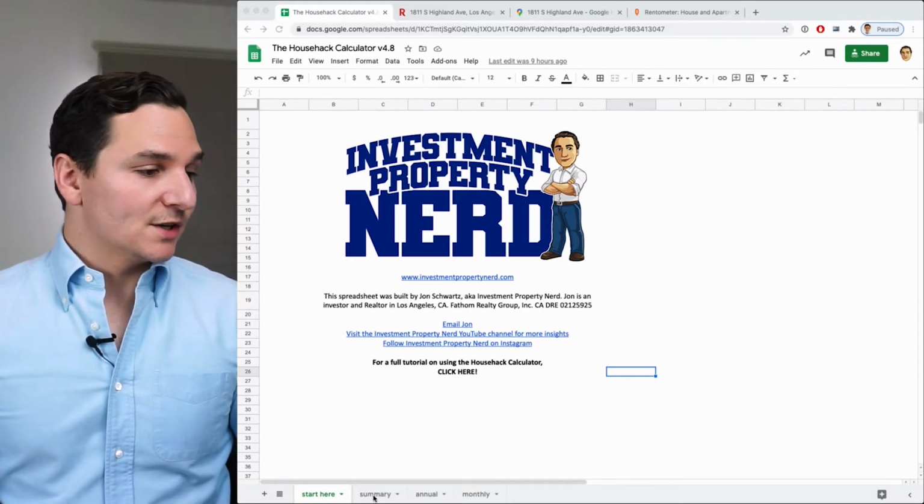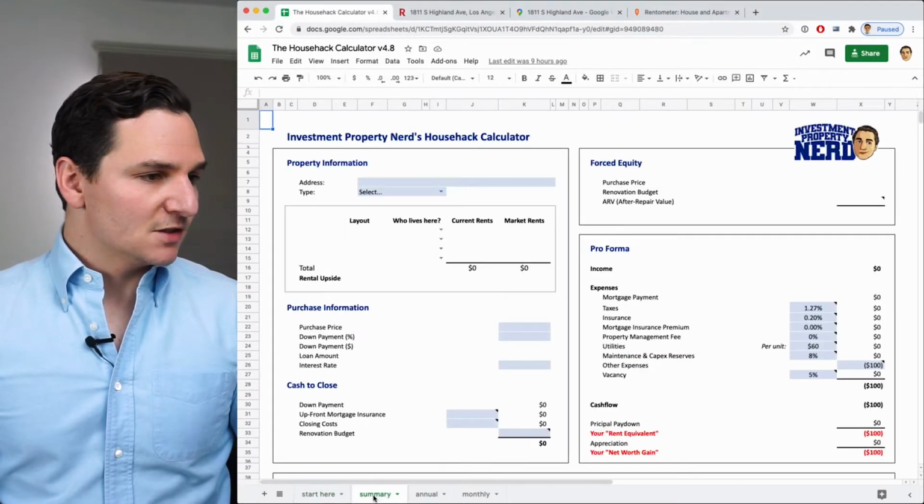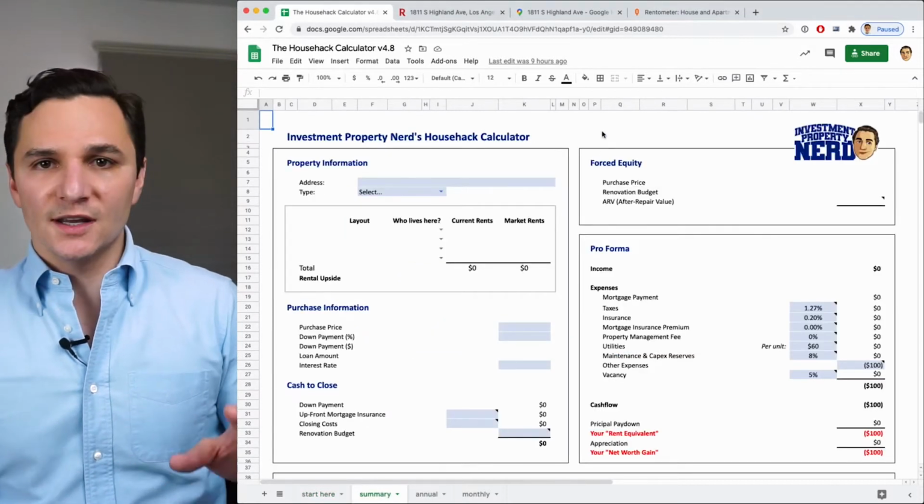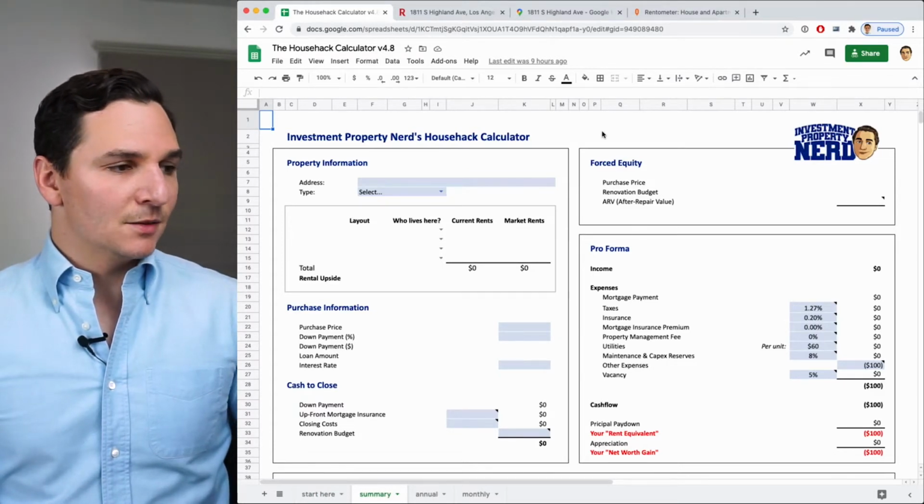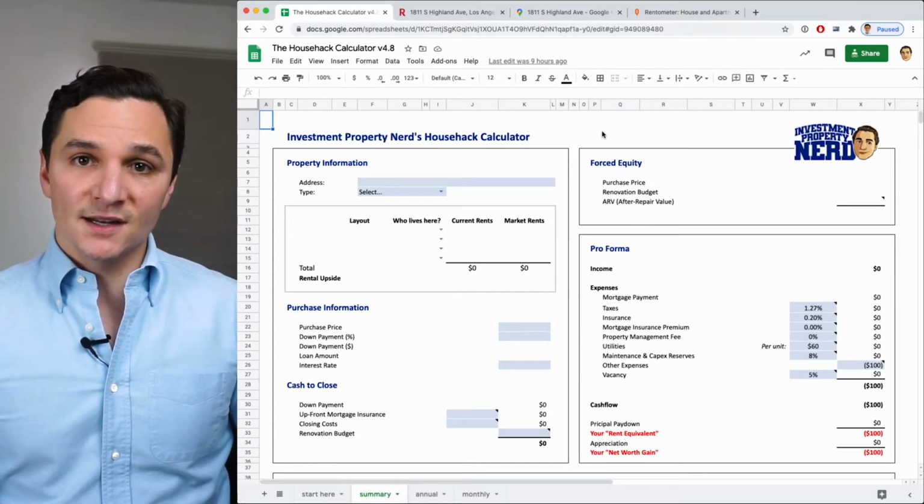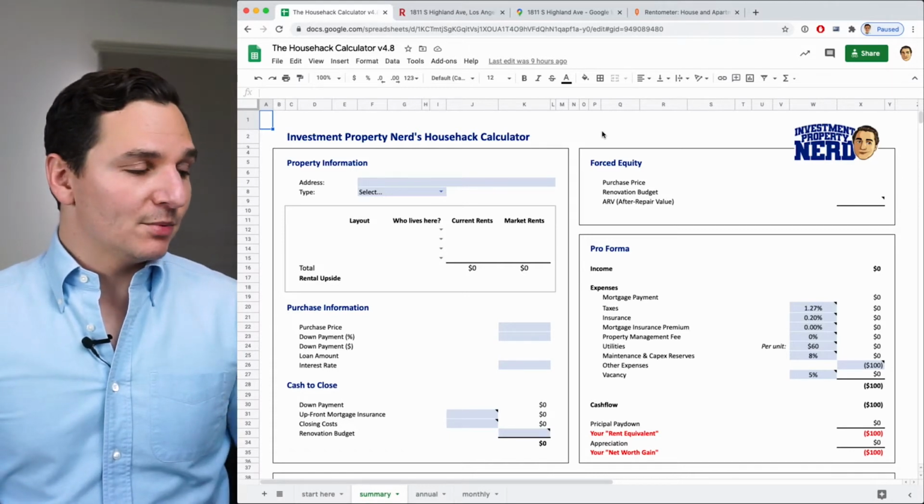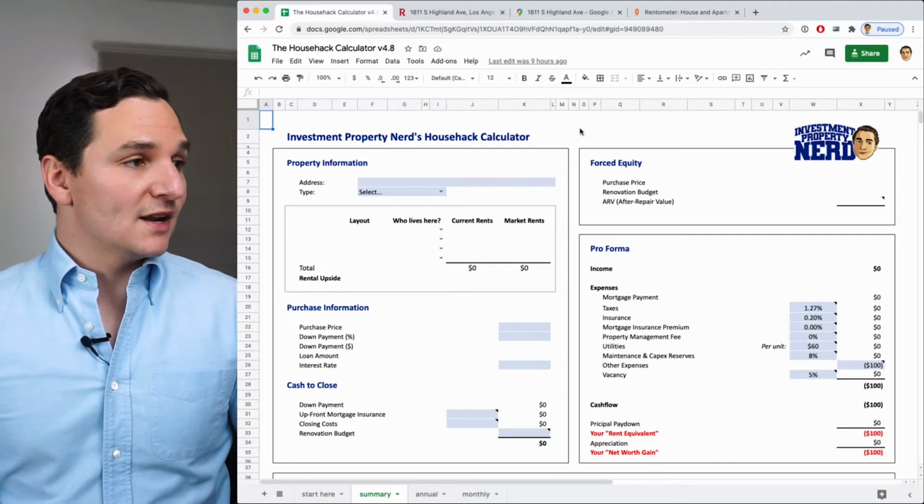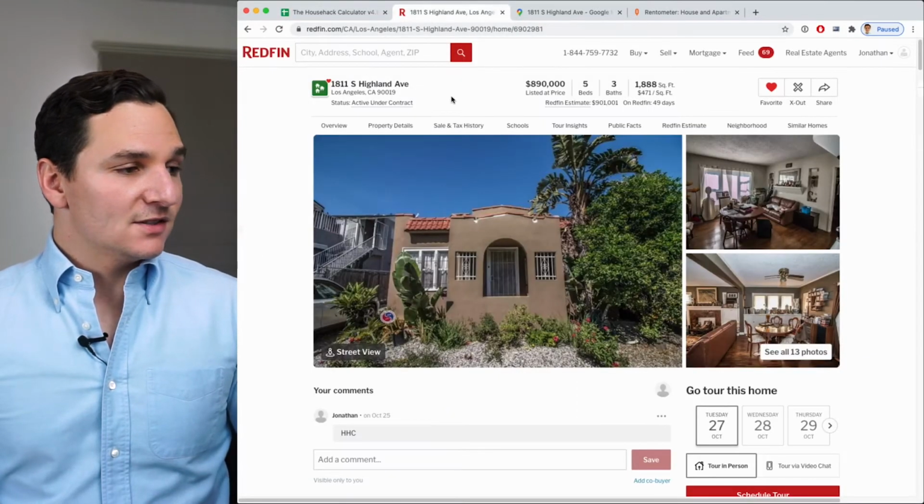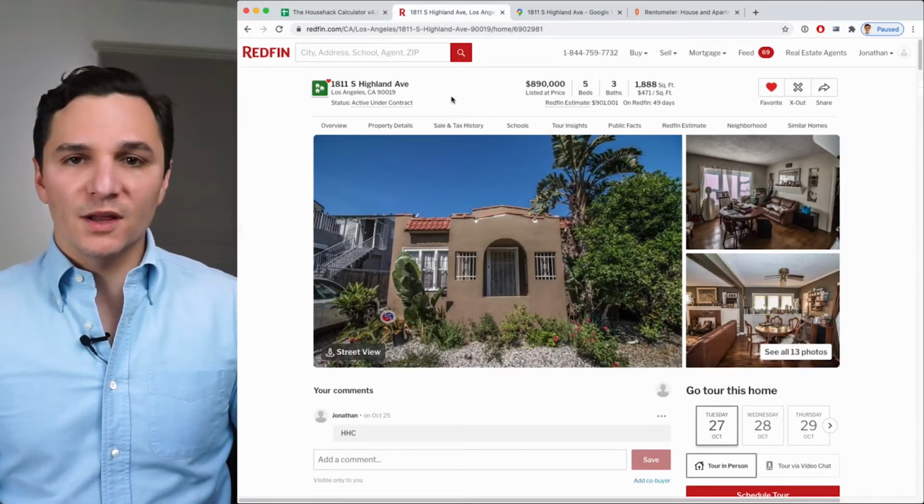So next we go to the Summary tab. The Summary tab is where you'll enter information and get feedback about the property. The important thing to understand about the Summary tab is that the blue cells are for entering and manipulating data, and then everything else auto-populates. So to fill out this tab, we are going to use an actual listing: 1811 South Highland Avenue, which is a duplex in Los Angeles.